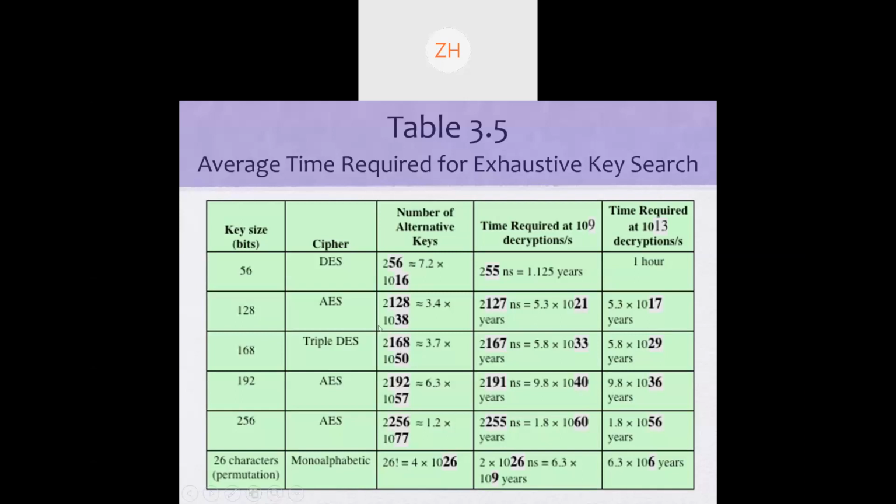Okay, on AES we have 3 versions. We have 128 bits key, we have 192 bits key, we have 256 bits key. Okay, they improved it. So you can see now.